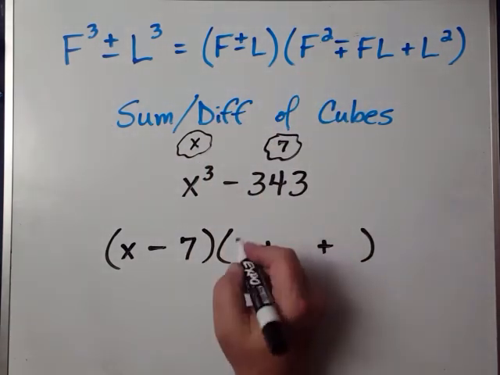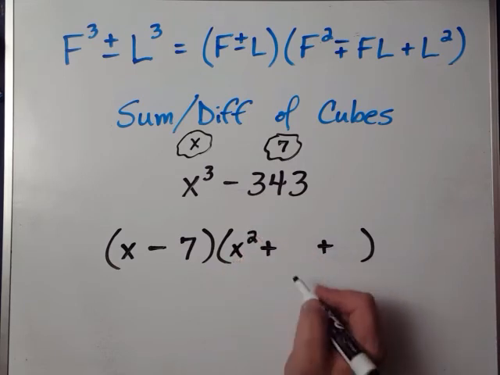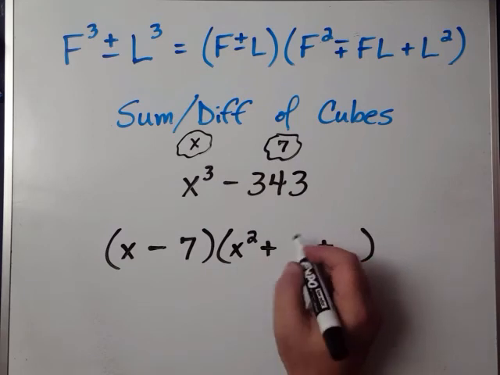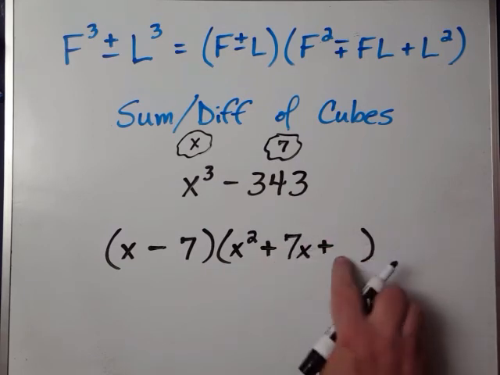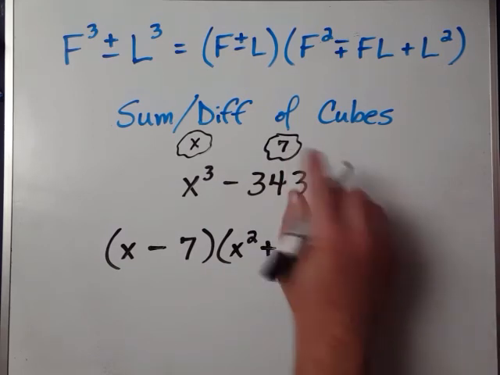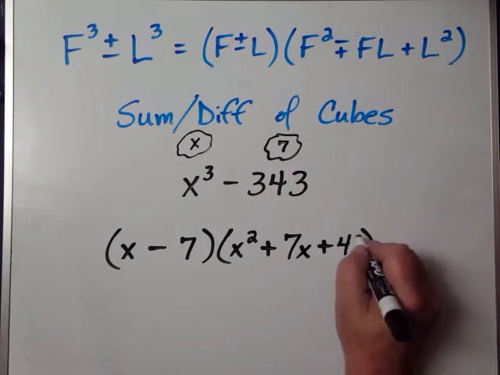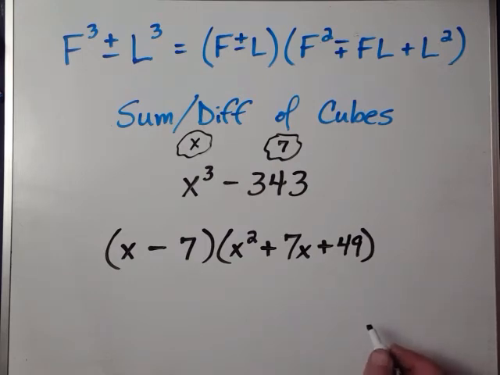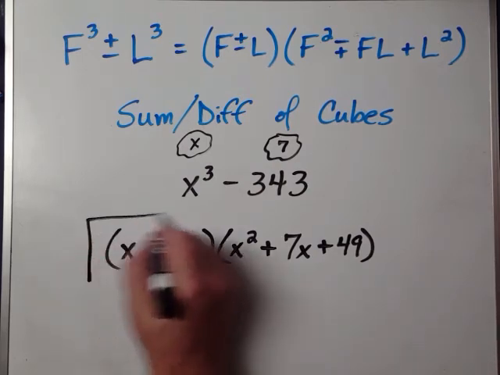The first, the last, now what? The first squared, x squared. Right here, the first times the last. x times 7 is 7x. And the last squared. 7 squared is 49. Please don't write 7 squared. That's not finished, and I will take points off for it. 7 squared is 49, so write the 49. And that's how this factors.